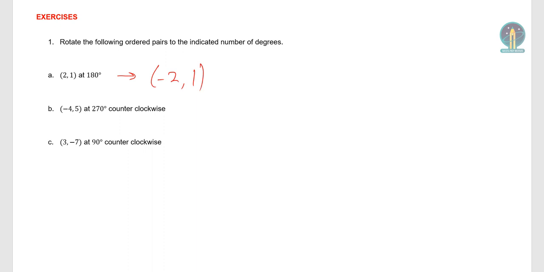Point minus 4 and 5 at 270 degrees counterclockwise becomes flip them and negate the x. So 5 and negative negative 4, or 5 and 4, right? Negative times negative is plus 4, and then 5, flip them. 3 and minus 7 at 90 degrees counterclockwise is flip them and negate the y. Right? So you get 7 and 3.